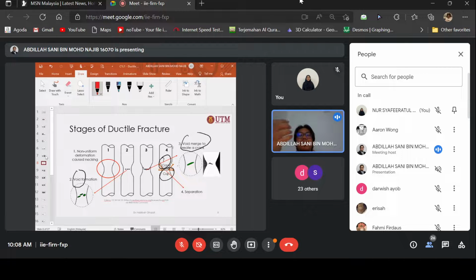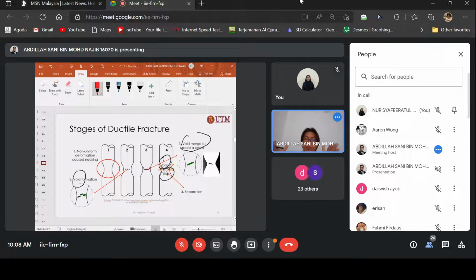Okay, plastic deformation. So if there is plastic deformation, there will be some area that will experience necking. Okay, they will experience necking, and this will eventually break into pieces. Okay, but if you are dealing with a brittle fracture, there will be no necking, so there will be no area that will shrink.